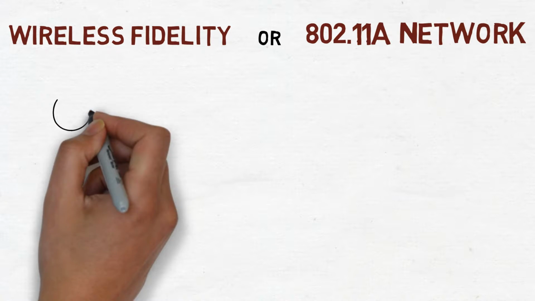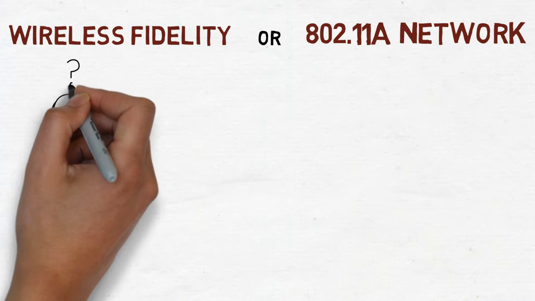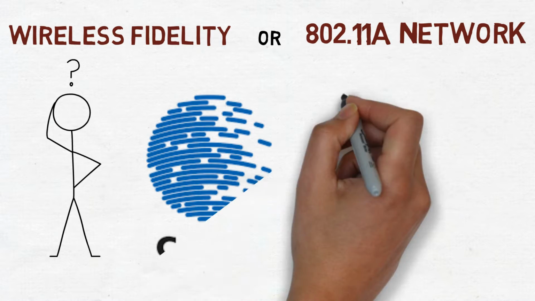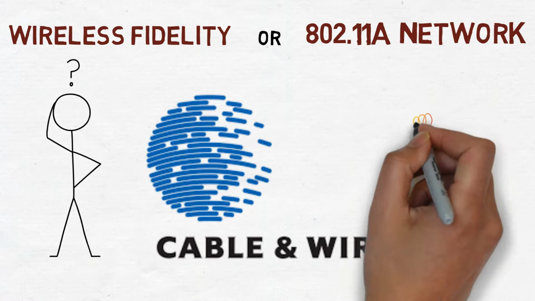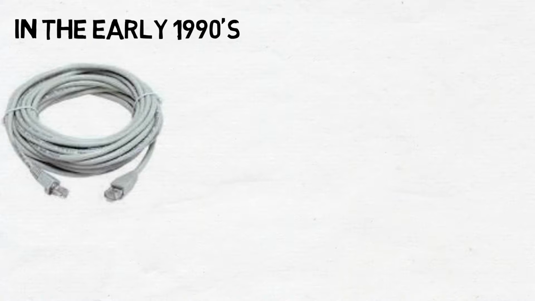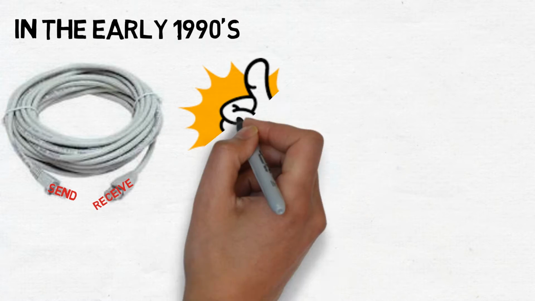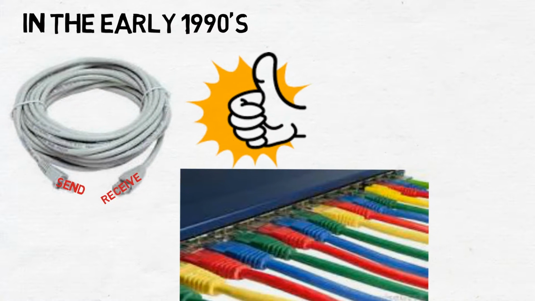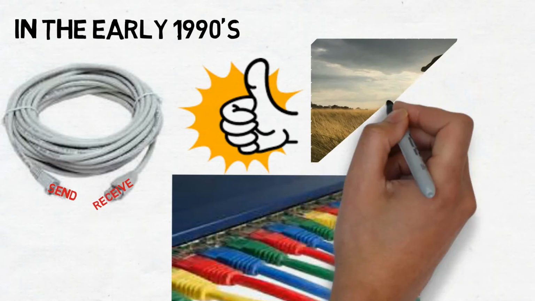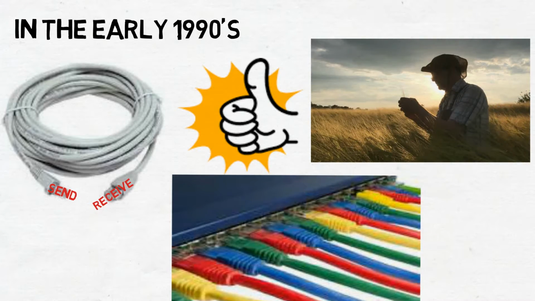Now, the first question that comes to our mind is why was Wi-Fi invented? Referring from the word wireless, you probably should get the answer. In the early 1990s, Ethernet cables were used to send and receive data, and they were pretty fast and accurate. But they weren't versatile and portable. Using data and Wi-Fi, you can probably do any sort of work in the middle of nowhere.